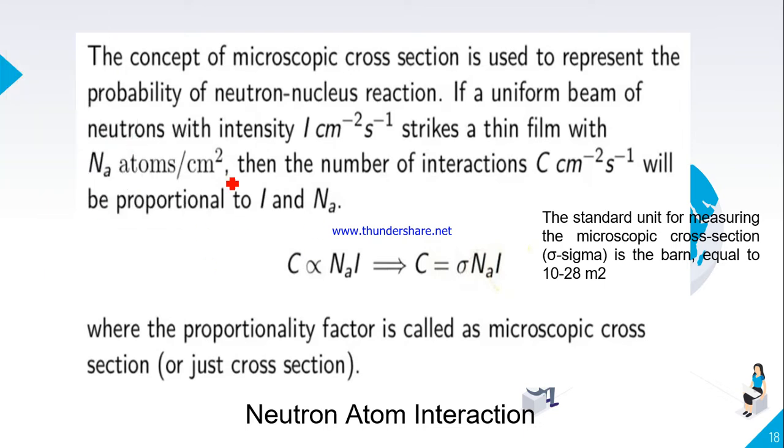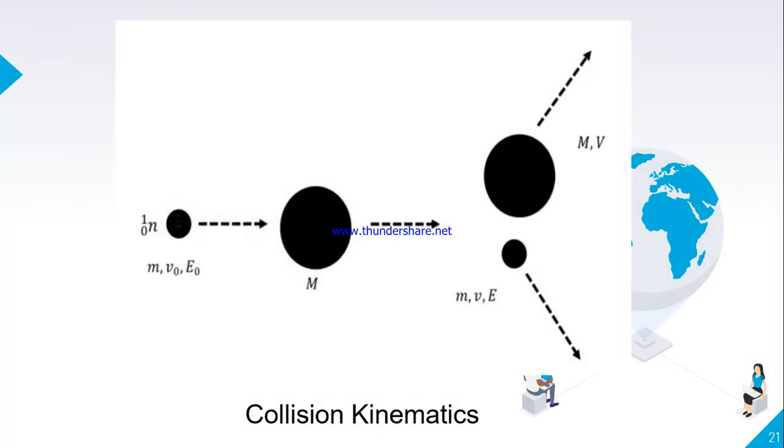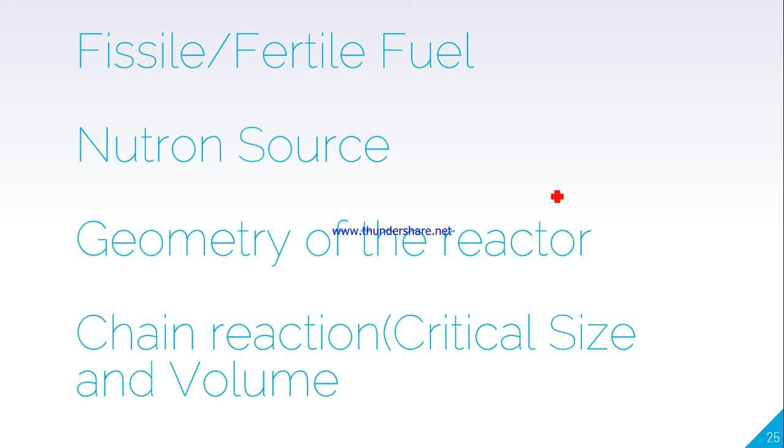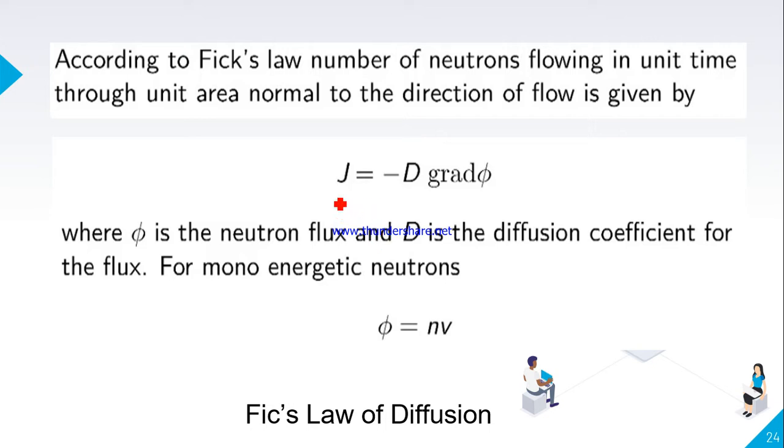This is the equation which describes the neutron-atom interaction, where neutrons will be scattered or absorbed. Sorry, I have to go to the previous slide. And this is Fick's law of diffusion, where J is defined as minus D, the diffusion coefficient, times the gradient of the neutron flux.